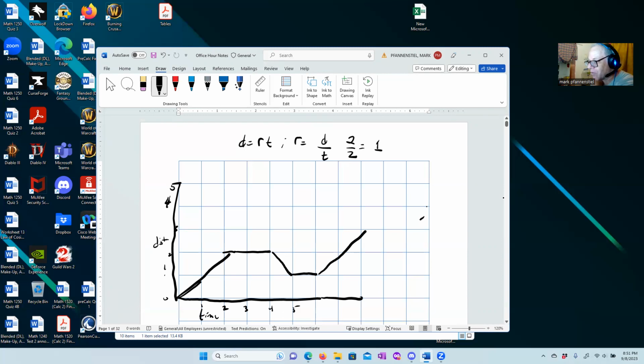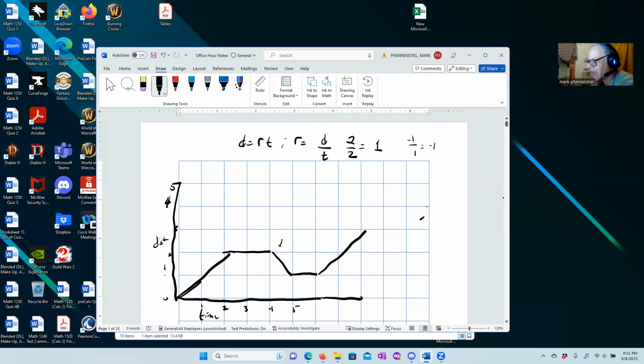So look what happens at our third grouping here. We go from a distance of 2 back down to a distance of 1. So we went backwards. We lost 1 unit of distance, so we have -1. And how long did that take? We went from 4 to 5 seconds, so that's a time increment of just 1. So we ended up with a -1.